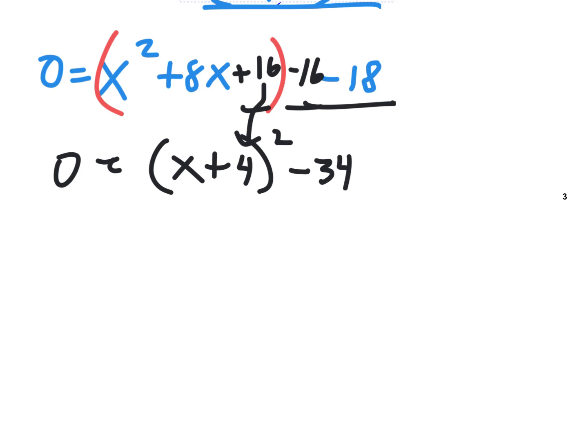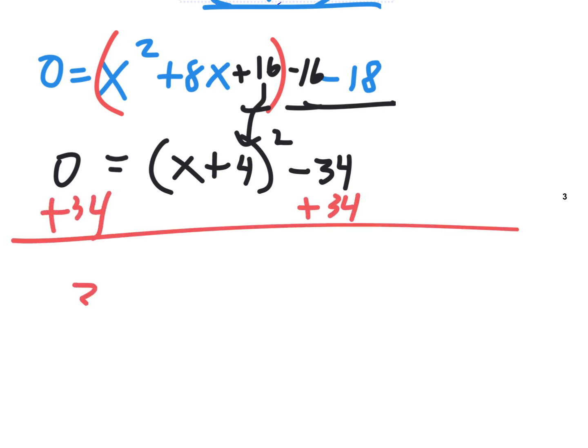Jackson, how do I take the next step now that we're solving? I would say we would add 34. You are correct. 34 equals x plus 4 quantity squared. Fiona, next step, trying to get the x alone.